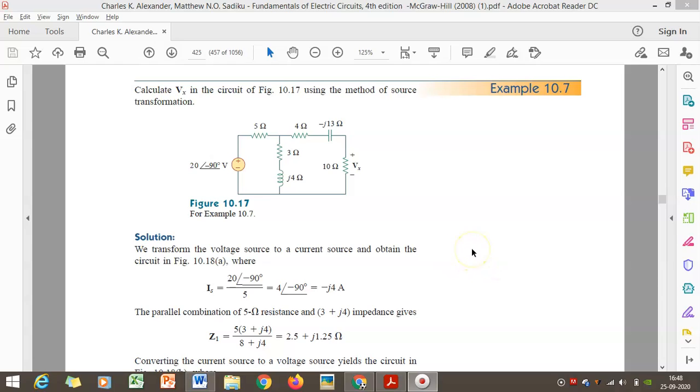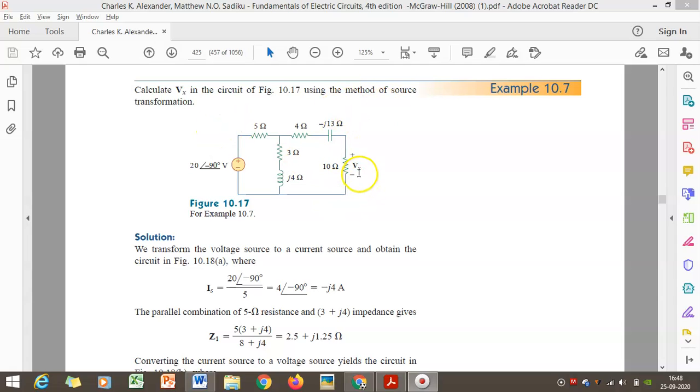In this problem, we are going to discuss source transformation: how to transform a voltage source to a current source, and how to transform a current source to a voltage source, and in what applications we need to do so. The problem statement is: calculate Vx in the circuit using the method of source transformation.